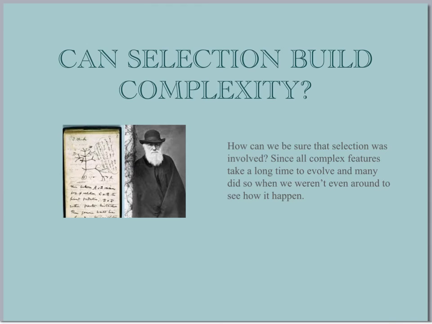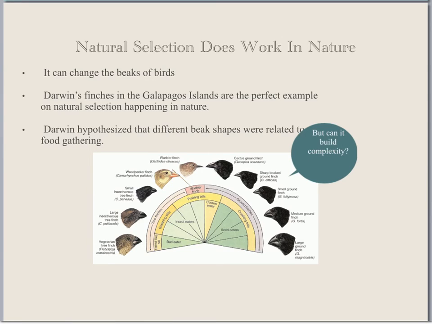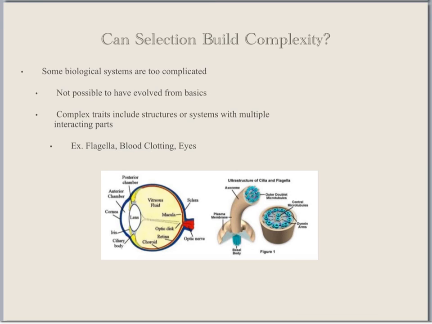Can selection build complexity? As Darwin mentioned, how can we be sure that selection was involved, since all complex features take a long time to evolve and many did so when we weren't even around to see how it happened? We all know that natural selection does work in nature, such as how it can change the beaks of birds. A perfect example was Darwin's finches in the Galapagos Islands, where he hypothesized that different beak shapes were related to food gathering. But the big question is, can it build complexity?